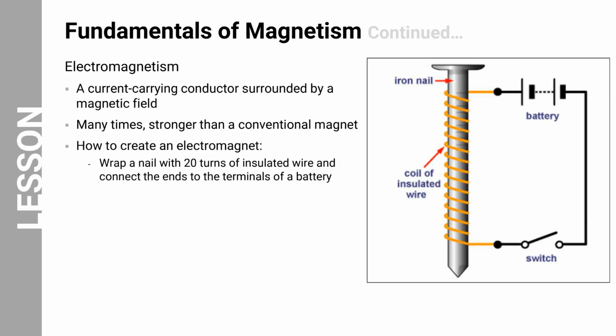Let us look at the concept of electromagnetism. Electromagnetism is a phenomenon where a magnetic field is generated around a current-carrying conductor. Electromagnets, which are based on this principle, can be many times stronger than conventional permanent magnets. To create a simple electromagnet, you can take a nail and wrap it with about 20 turns of insulated wire. Connect the ends of the wire to the terminals of a battery, and the current flowing through the wire will create a magnetic field around the nail, turning it into an electromagnet.